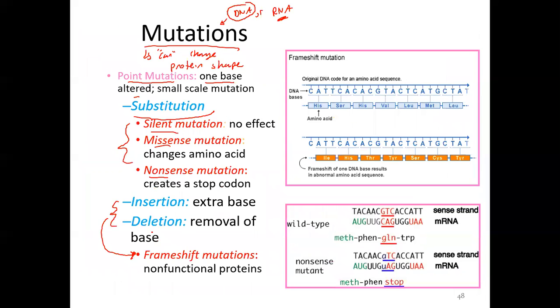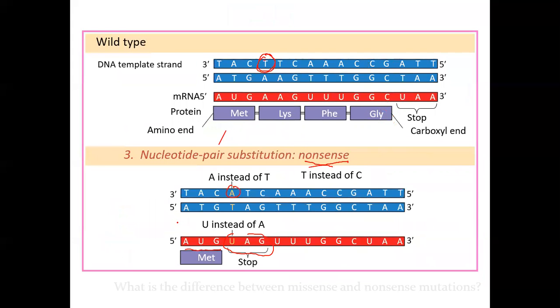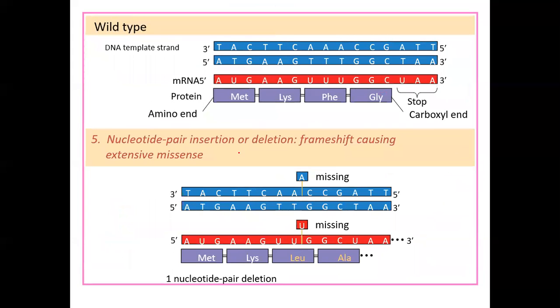Now the last two, insertion and deletion, these ones have a much bigger problem because let's revisit how your RNA is read. Remember that if this is your wild type, and if I actually had a nucleotide pair insertion or deletion, whether you insert a new nucleotide or delete a nucleotide, that's when we have what is called a frame shift.